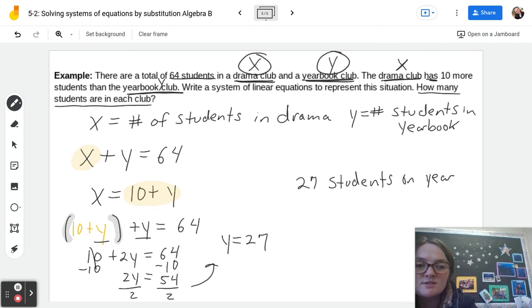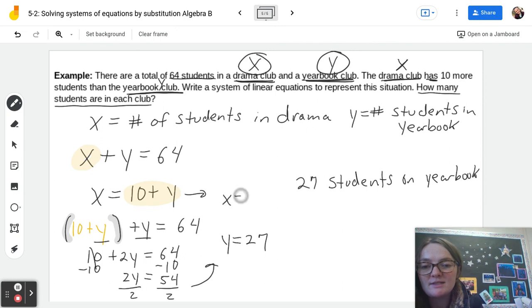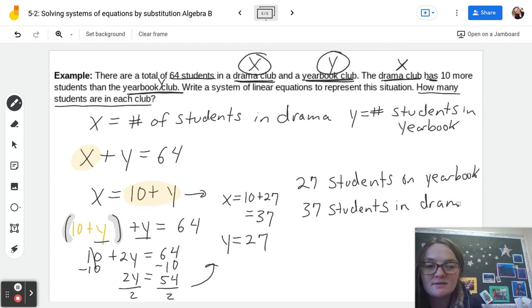So what we want to do is find out how many students are in drama. Well, we know that there are 10 more students in drama than there are in yearbook, or we could plug into this equation here. So X is going to equal 10 plus 27, which is going to give us 37. So there are 37 students in drama club. And that is the solution to the system of equations.